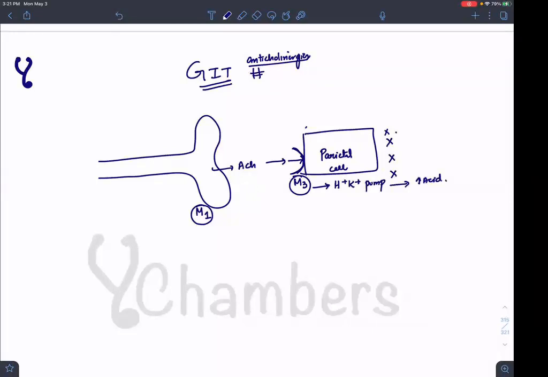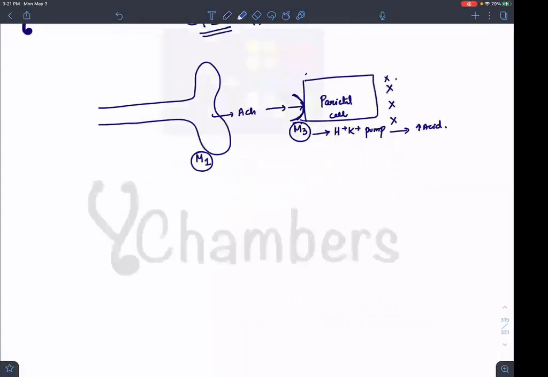Now what do I do? I put a blocker here. I gave an M1 blocker. What will happen? I will not be producing ACh. I will not be stimulating the M3 on the parietal cell. I will not be stimulating the H+ K+ pump. I will not be increasing the acid but decreasing the acid. That is how M1 blockade is decreasing the acid.